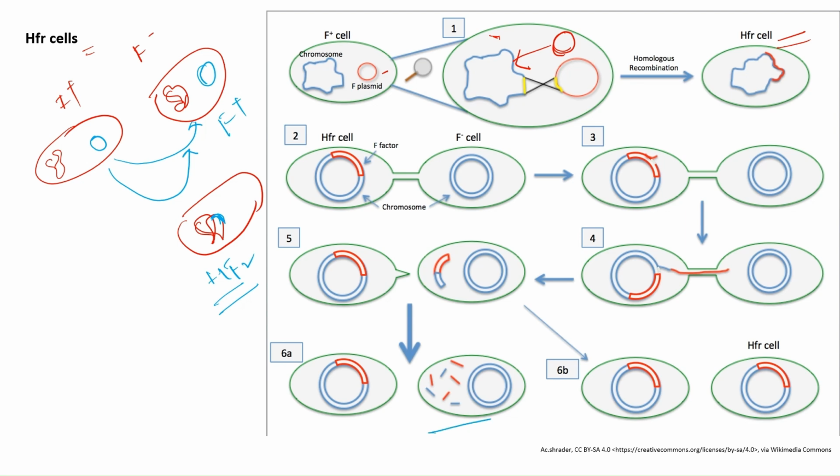So mostly what happens, you can see in the diagram, it degrades. So the F minus cell will become HFR. The chance of this phenomenon to happen is very rare.